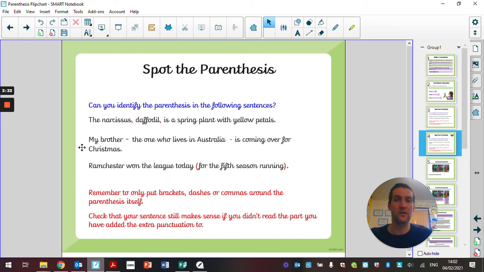The second one, my brother, the parenthesis part, the one who lives in Australia, is coming over for Christmas. Now, if we took out the parentheses, my brother is coming over for Christmas, still makes sense on its own. And the last one, Manchester won the league today. And the parenthesis for the 5th season running is adding extra information as to how many seasons they have won it. Right? If we took the parentheses out, Manchester won the league today. Still makes sense on its own.